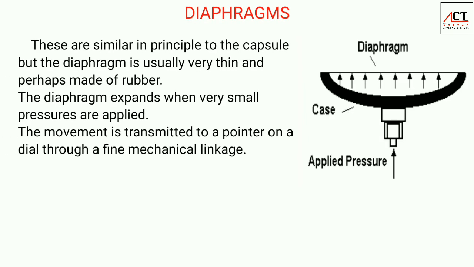The next is diaphragm. Many pressure sensors depend on the deflection of a diaphragm for measurement. A diaphragm is a flexible disc which can be either flat or with concentric corrugations and is made from sheet metal with high tolerance dimensions. They are similar in principle to the capsule, but the diaphragm is usually very thin and is made up of rubber. It expands when very small pressure is applied. This movement is transmitted to the pointer on a dial through a fine mechanical linkage.